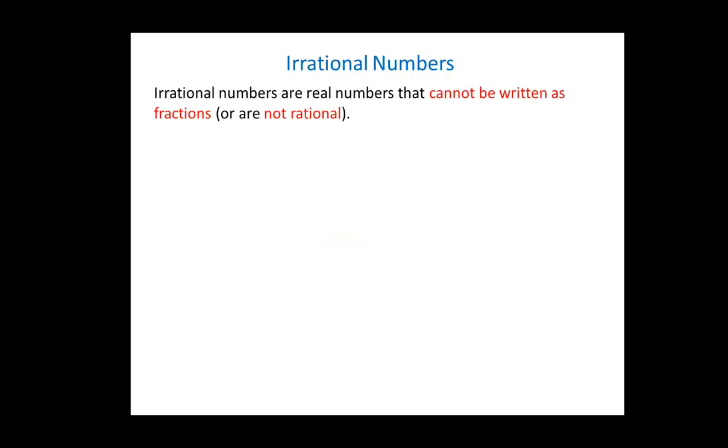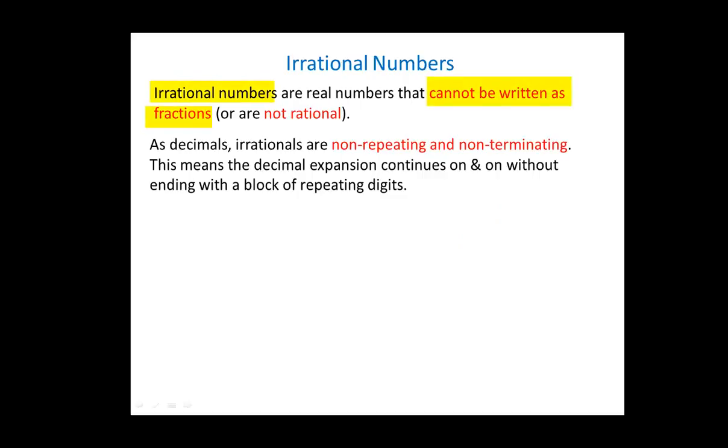So irrational numbers are the real numbers that cannot be written as fractions, or in other words, are not rational numbers. Now as decimals, they're non-repeating and non-terminating. That means they continue on, and they don't end. They never end, and they don't have a block of repeating digits at the end either.